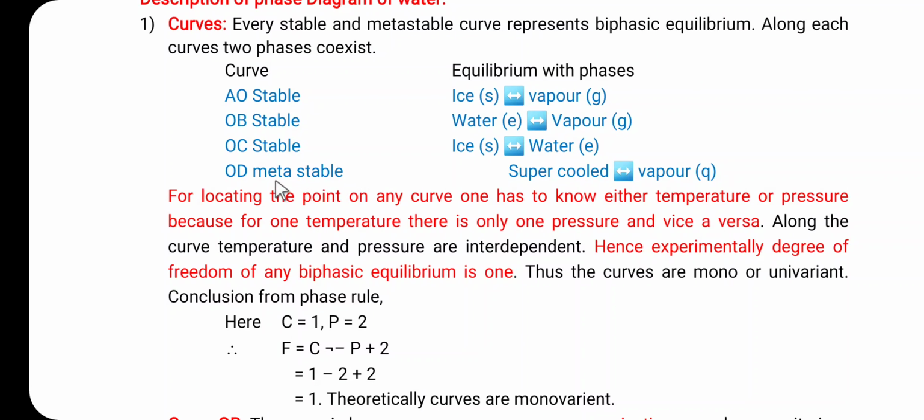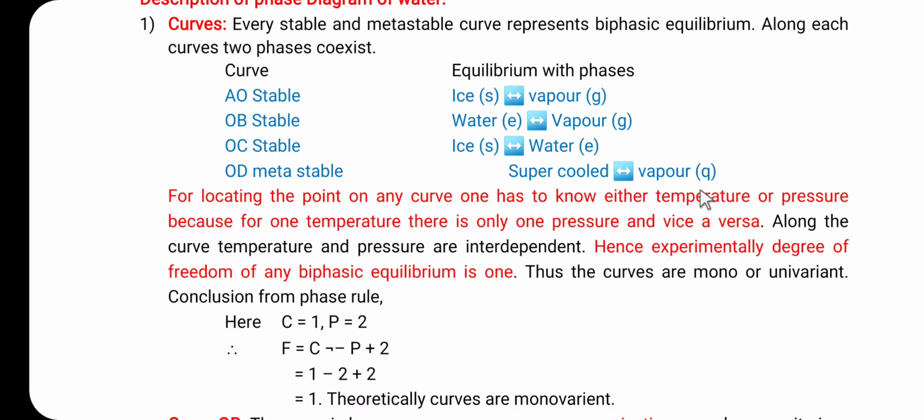Then the OD, this is a metastable curve, there is an equilibrium between the supercooled water and the water vapor. So supercooled water we have discussed already. Supercooled water, it is possible to maintain the water in the liquid state below 0 degree Celsius by maintaining certain conditions, and such water is called the supercooled liquid. So in the diagram the curve OD is a metastable curve, and there is an equilibrium between the supercooled water and the vapor.